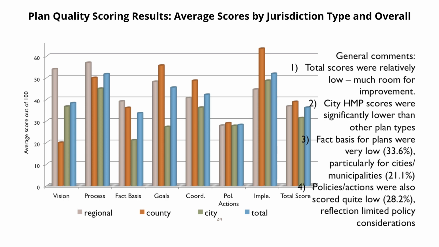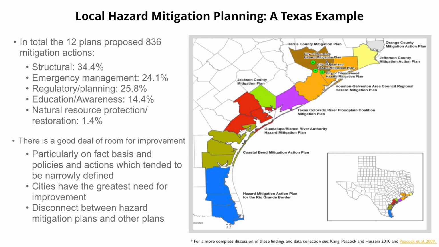The policies were quite low as well. About 28% of all policies that could potentially be addressed were actually examined in these plans. That reflects a relatively low portfolio of different mitigation policies. Indeed, across the total of 12 plans, there were 836 mitigation actions. That means, with each plan, they were supposed to identify the actions for which they would use mitigation dollars should there be post-event funding of mitigation actions.